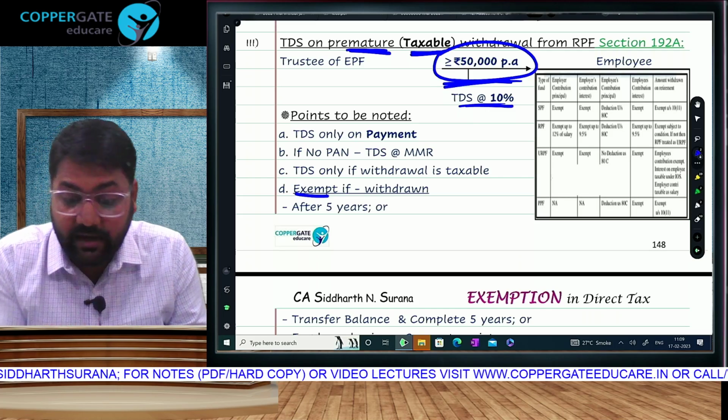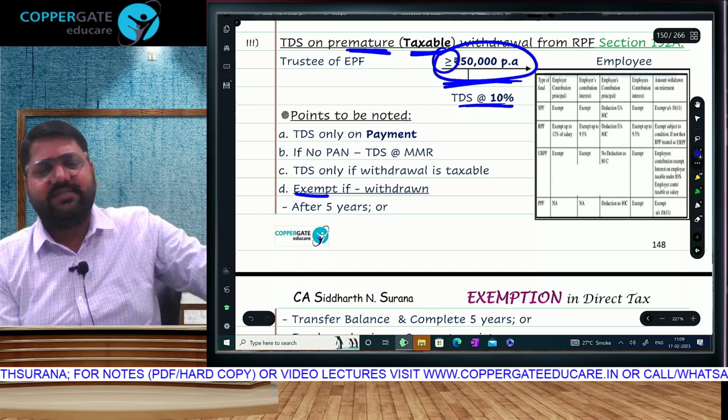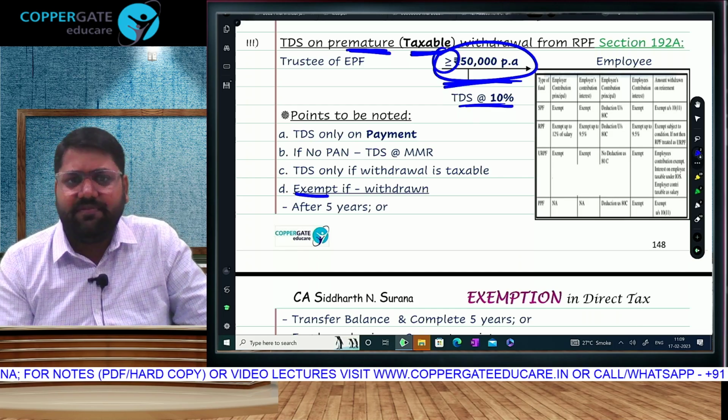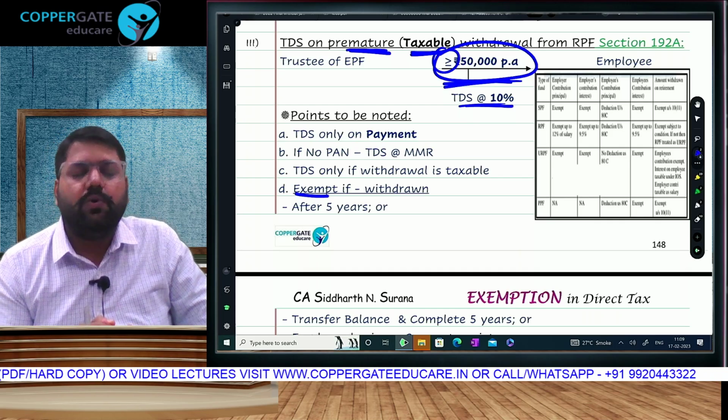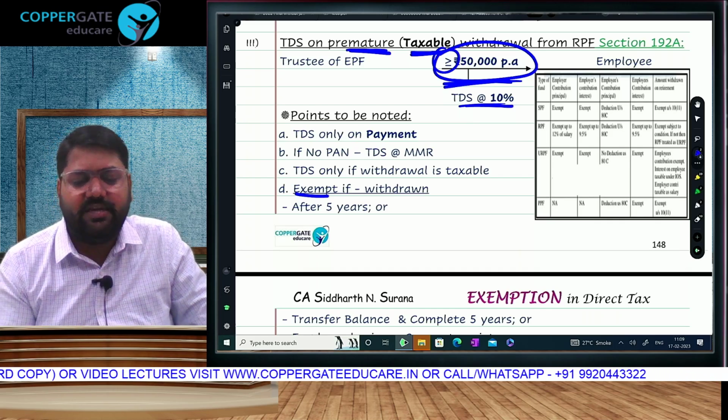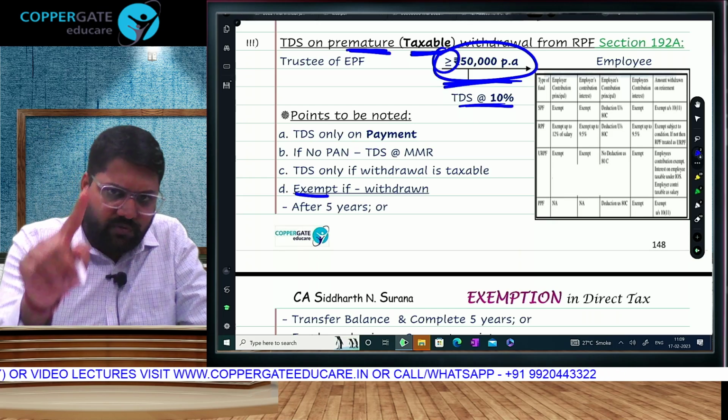That's one thing. Second, equal to is covered. Most TDS sections, if it is equal to amount, there will be no TDS. But 3 sections में RPF का 50,000, 194 DA, you are aware, life insurance के अंदर, and 194 IA, sale of property. In these three sections, equal to वाला amount is covered.